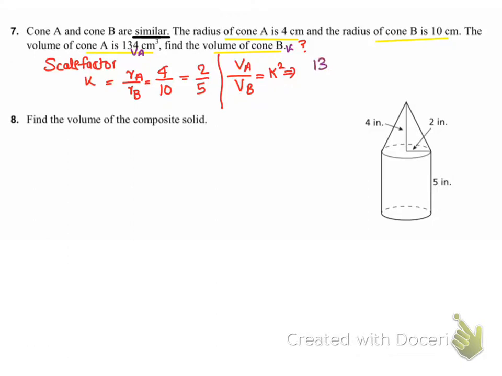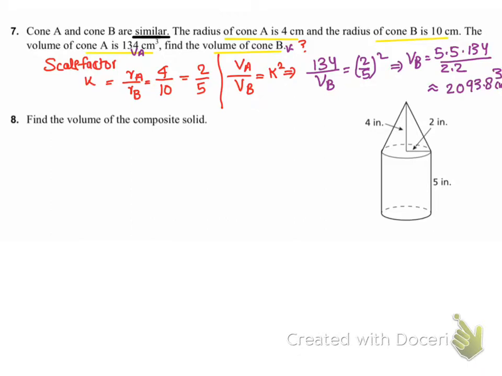So I'll just plug it in here. VA is 134 over VB, it's 2 over 5 whole cubed. Again you cross multiply, so you get VB is 5 times 5 times 134 over 2 times 2. You can check it by doing the cross multiplication, and VB is equal to 2093.8 centimeters cubed. That's the volume of cone B.